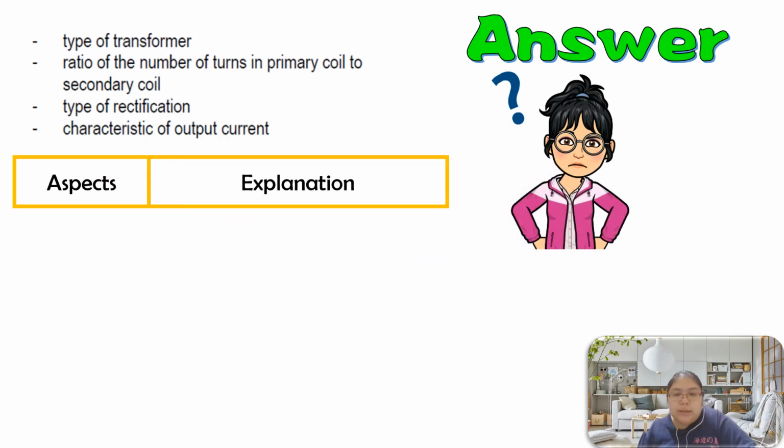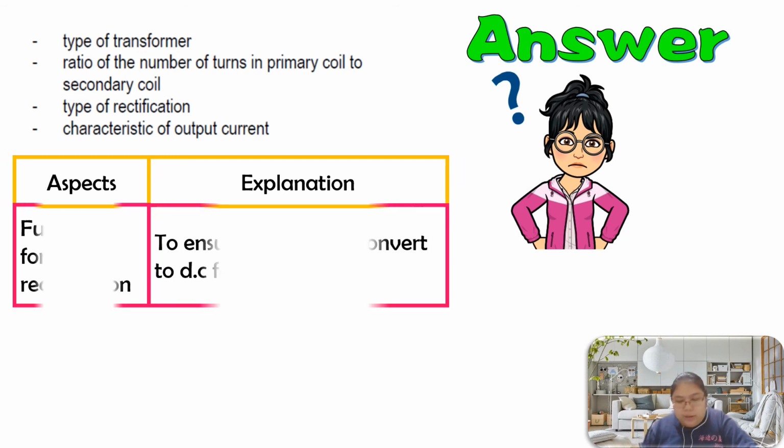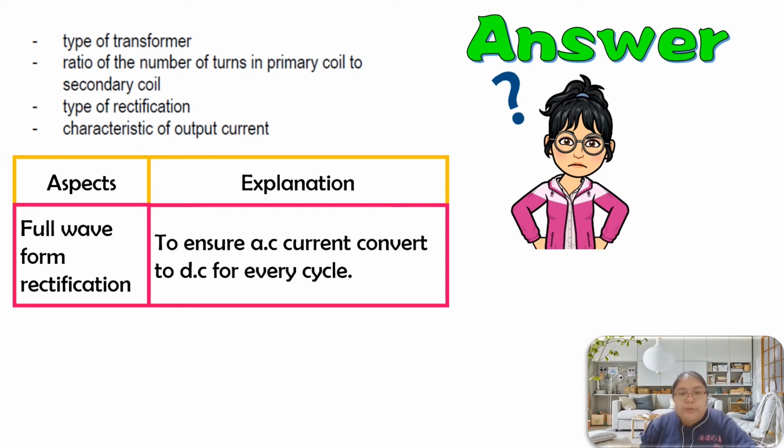Okay, let's see the number 3. There's a full waveform of the rectification. Why do you need the full wave? The full wave means they can make sure the AC current is converted to DC current for every cycle. So that means we need the full wave, so that means we reduce the information loss. All the conversion, every cycle, can also be converted.